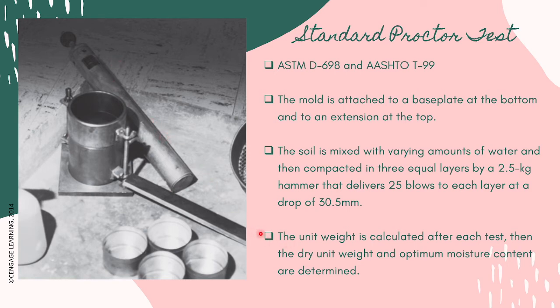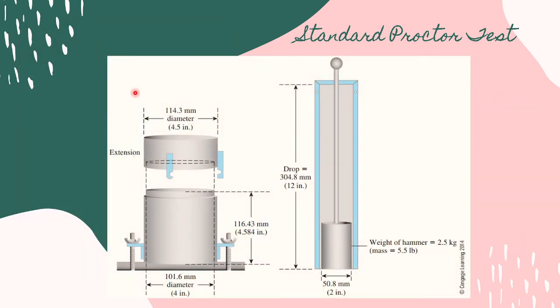So after each test, you have to calculate the unit weight, then the dry unit weight, and the optimum moisture content. And then next is you have to plot the compaction curve we have discussed earlier. So that is the process of the standard Proctor test. And in this figure, the dimensions of the device for the standard Proctor test is shown. So this is the base plate, this is our mold, and then we have the extension at the top. And on the right hand side, we have the dimensions of the hammer.